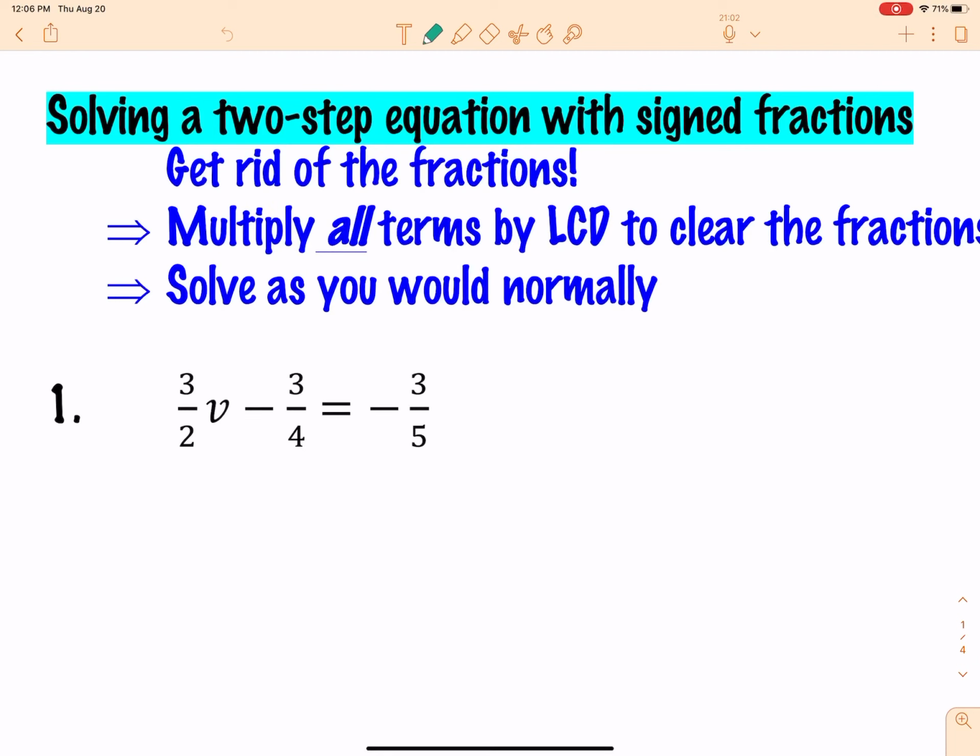There are several topics in ALEKS like this. This will happen the entire school year, so make sure you remember to clear fractions. It's like your huge word. I'm going to say it a ton. So how you clear fractions is you multiply all your terms.